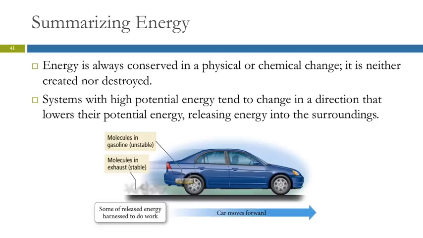So systems with high potential energy tend to change in a way that lowers their potential energy. After that combustion, could you take the molecules in the exhaust and put them back in your gas tank and burn them again? No, because they have a much lower chemical potential energy. They are stable, they're not really going to do anything. The potential energy that was stored in them has been released into your engine.